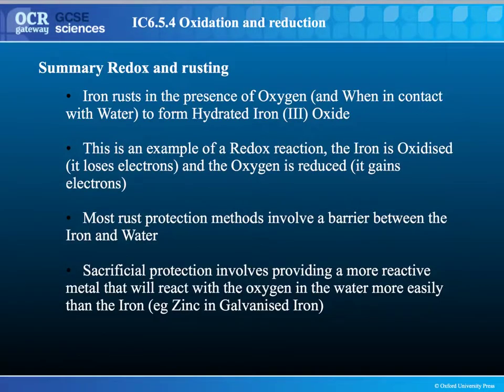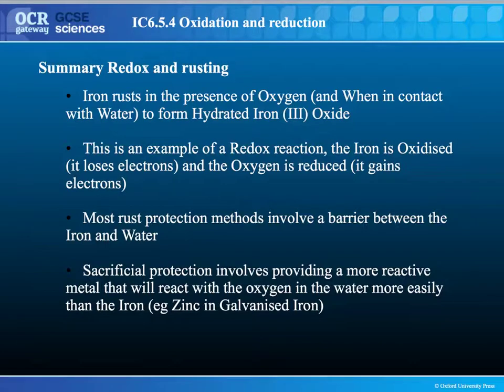Finally, in summary, when iron rusts, it does so in the presence of oxygen and when in contact with water to form hydrated iron oxide. It's an example of a redox reaction because the iron is oxidised, it loses electrons, and the oxygen is reduced because it gains electrons. When we're trying to protect things from rusting, we do so by using a barrier on most occasions, like paint or grease.